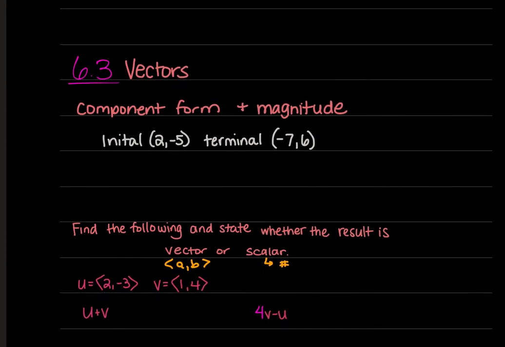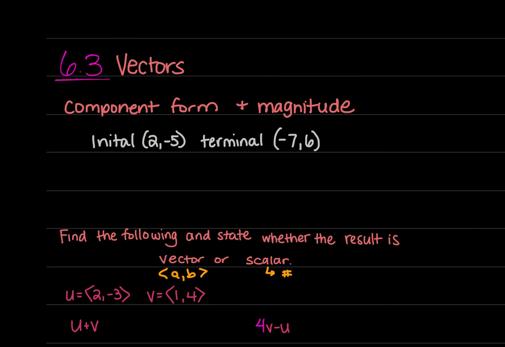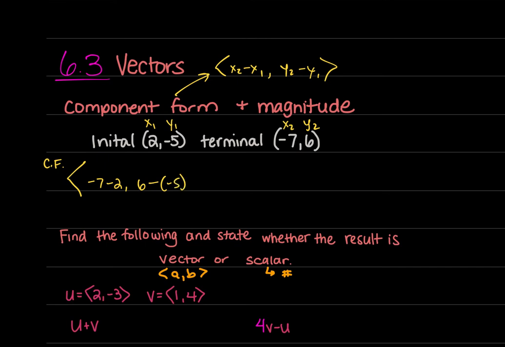Okay, then came all the vector stuff. So we started with component form and magnitude. You can be given an initial point and a terminal point, and it will say find the component form and the magnitude. For component form, this is x2 minus x1, comma, y2 minus y1. The x1 and y1 are determined by initial and terminal: initials are the 1s, terminals are the 2s. So component form goes in those brackets. It would be -7 minus 2, and then 6 minus -5, and that becomes -9, 11.